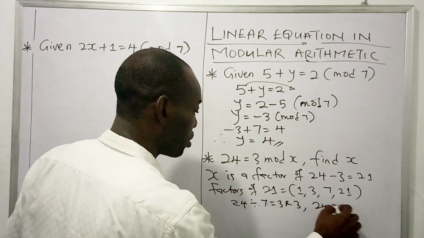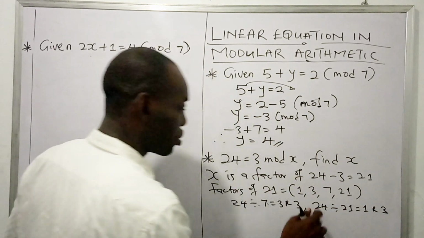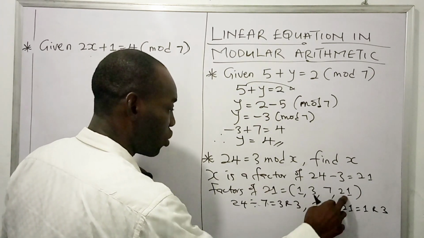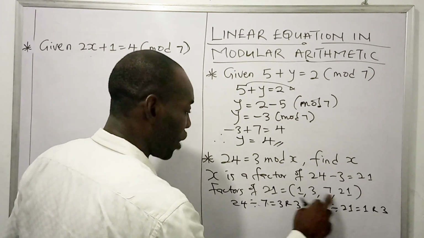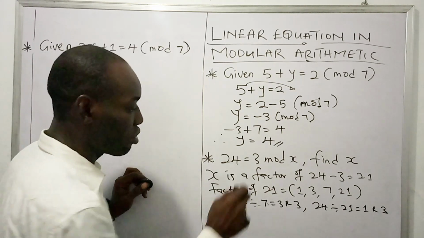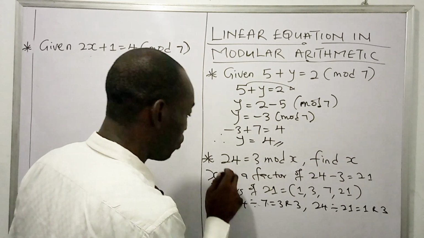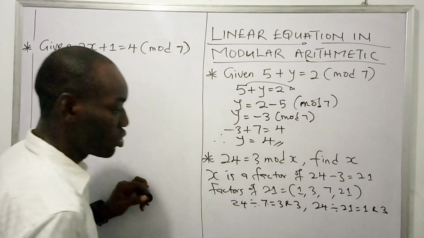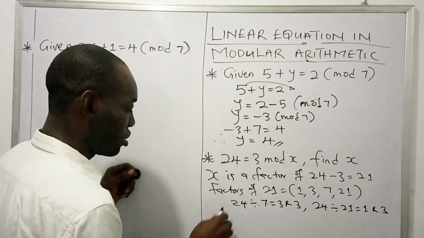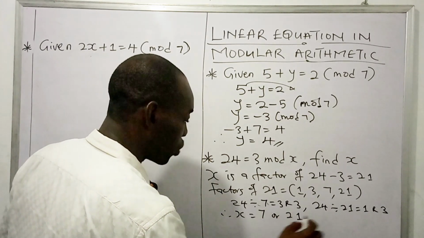Also 24 divided by 21 will also give us 1 with a remainder of 3. So it is only 7 and 21, which are the factors of 21, that will produce the remainder 3 when we divide 24 by either of them. So the value of x there is either 7 or 21.